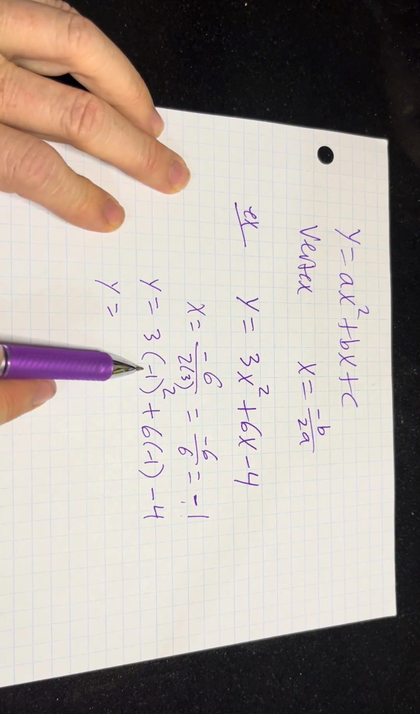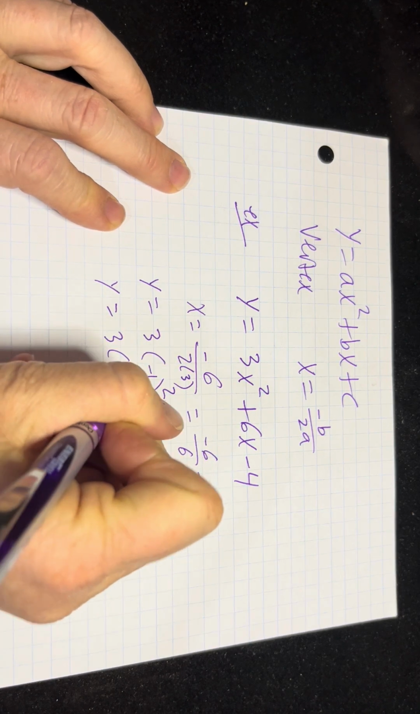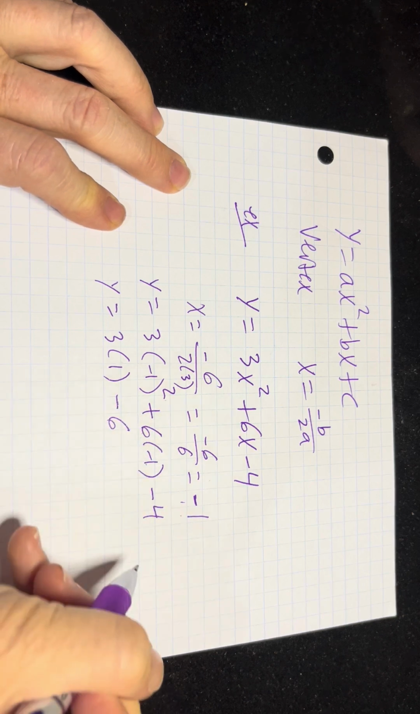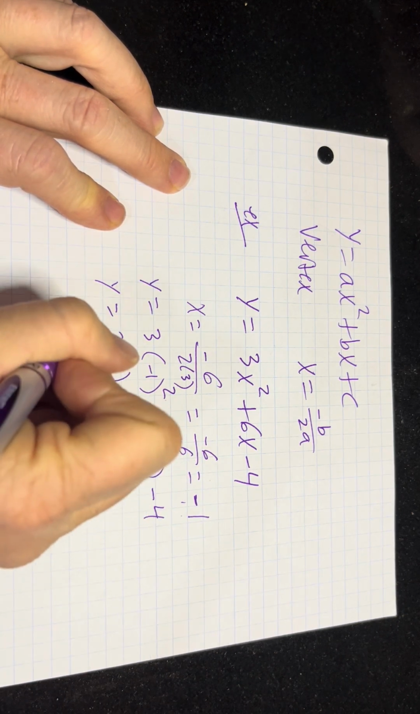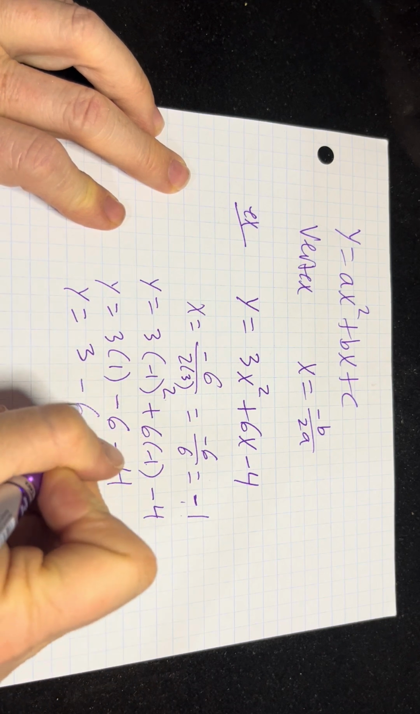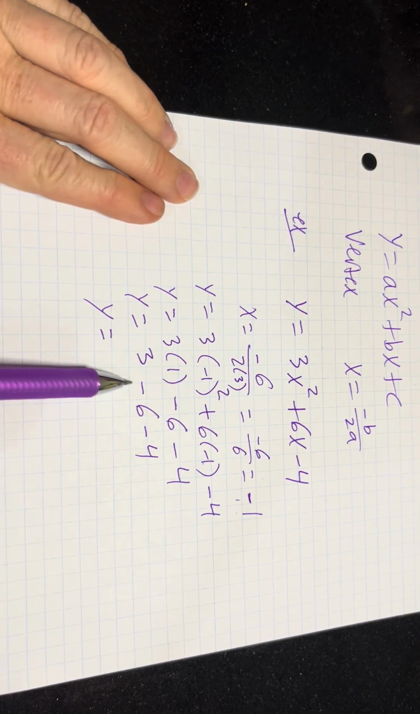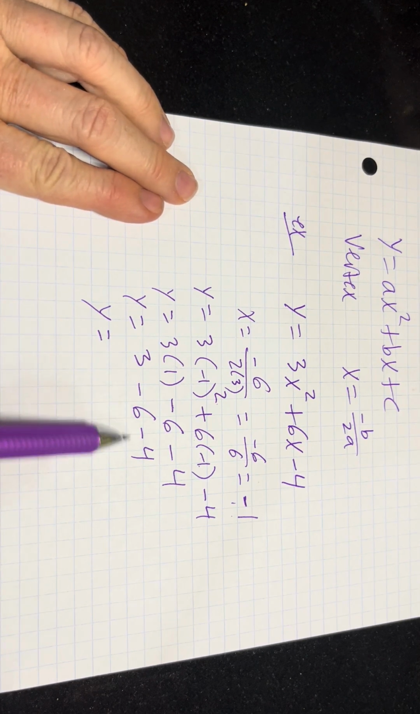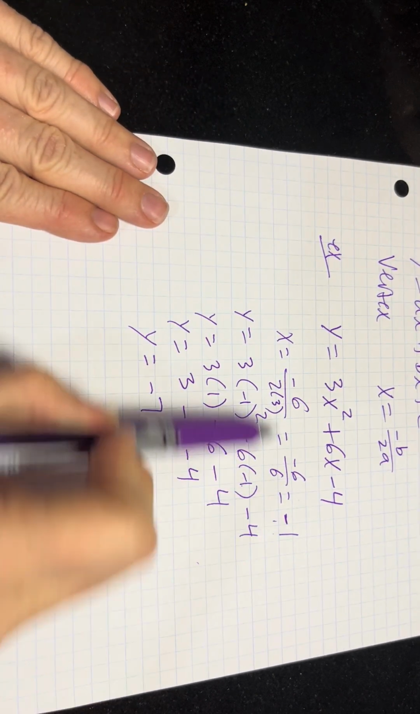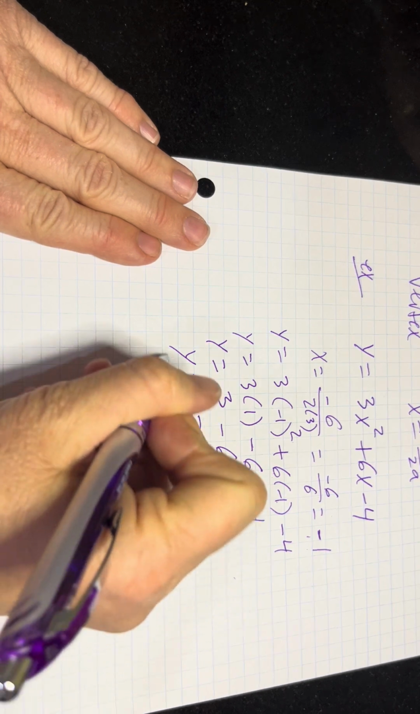Okay, we're going to get negative 1 times negative 1 is 1, times 3. Negative 1 times 6 is negative 6, minus 4. So we end up with y equals 3 minus 6 minus 4. Altogether, we end up with what? 3 minus 6 is negative 3, minus 4 is negative 7. This tells me I have a vertex where the x is negative 1 and the y is negative 7.